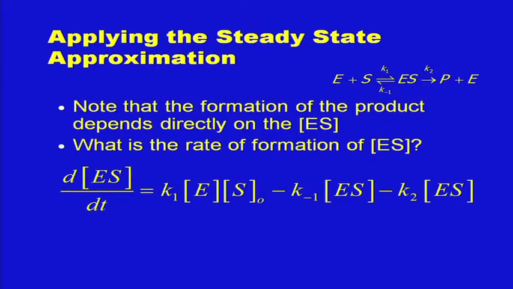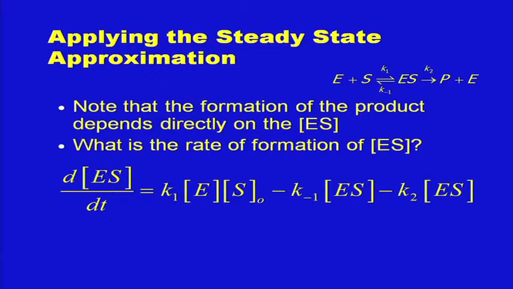Okay. So, when applying steady state approximation, this is the mechanism. Note that the formation of product depends directly on ES. You see, this step directly depends on this. So, this is one elementary step. Therefore, k2 times the ES concentration will give you the product, that is your desired product.